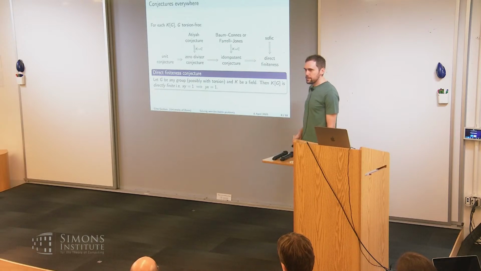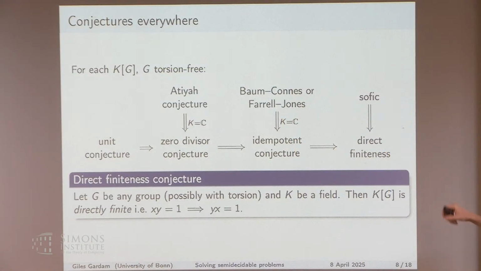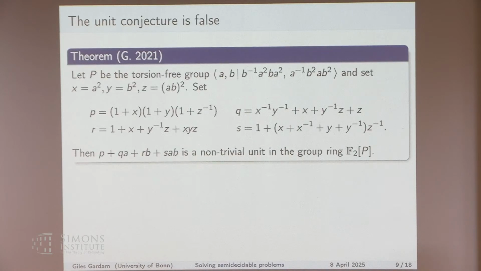Okay, so those are the conjectures. Something that maybe sticks out is that there's no big sophisticated conjecture that, if it were true, would imply the unit conjecture. And we now know there's very good reason that there's no big fancy machine we can use to prove the unit conjecture, and that's because the unit conjecture is false. And it's also false for very nice groups. This is my theorem from 4 years ago.